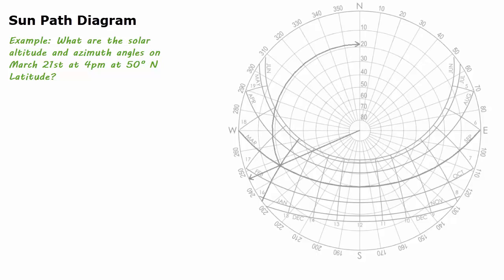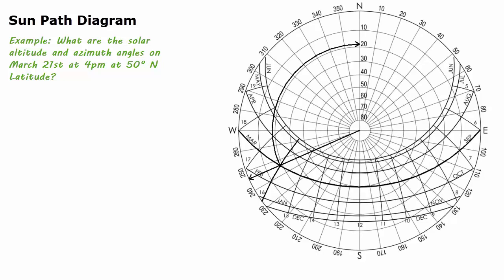The sun path diagrams can be used to find the solar azimuth and altitude angles at a given time for a given location. For example, what are the solar altitude and azimuth angles on March 21st at 4 p.m. at 50° north latitude? This is the sun path diagram at 50° north latitude.